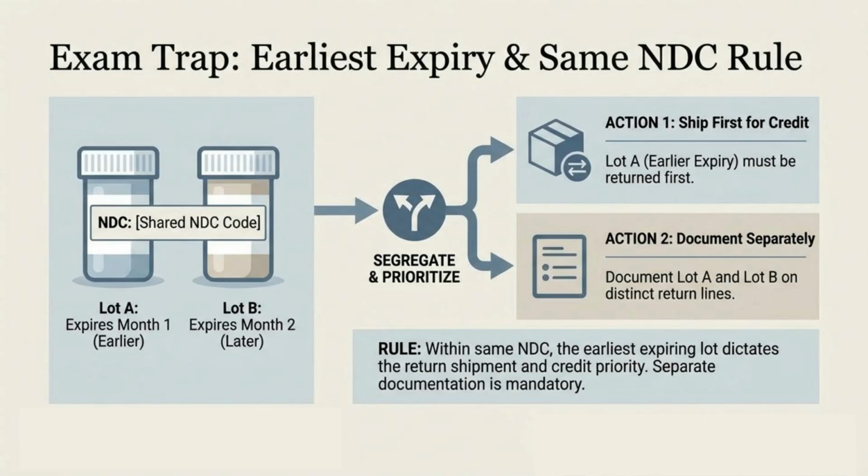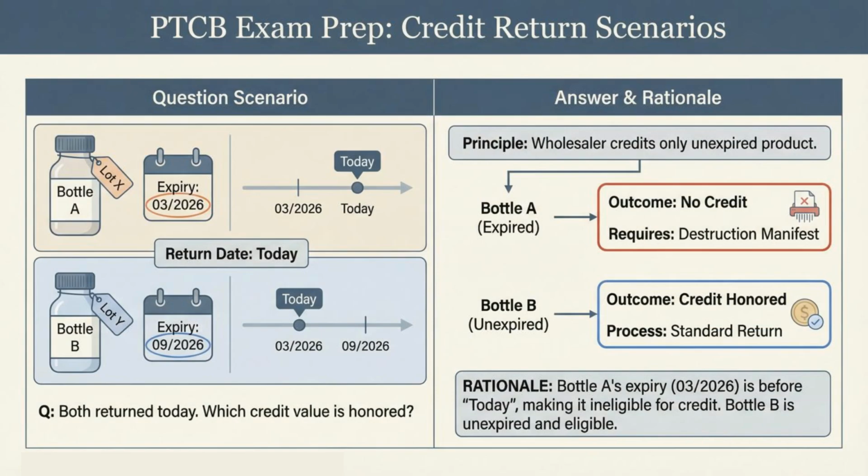When dealing with two lots of the same NDC, the lot with the earliest expiration must be returned first for credit. Separate documentation is mandatory for each lot. Wholesalers only credit unexpired products. In this scenario, Bottle A, which is expired, is ineligible for credit and requires a destruction manifest, while Bottle B is unexpired and eligible for a standard return.